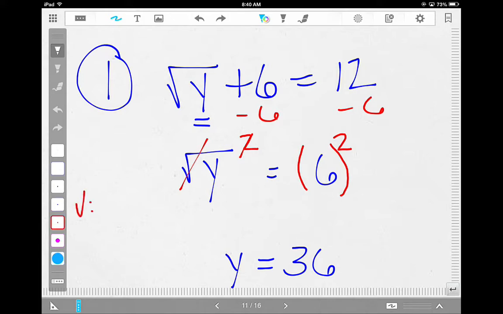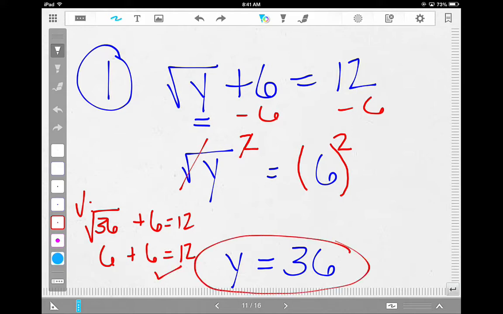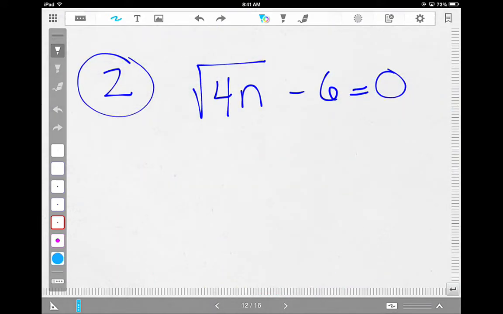So when I check, I take that original number and I say the square root of 36 plus 6, does that really equal 12? Well, the square root of 36 is 6, and 6 plus 6 does equal 12, so this is my solution. And that's the main thing you got to understand. To make this square root go away, I have to square, because that's its opposite operation. Let's look at a second example.